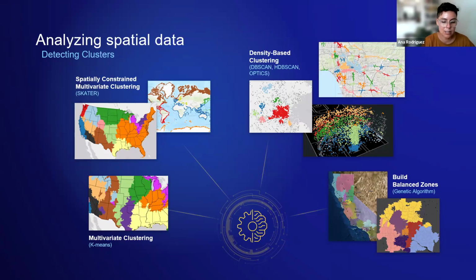So the K-means method detects these clusters based on attributes, for example, precipitation regions, or redefining assessment neighborhoods, let's say. The SKATER method as well groups based on attributes, but it forces these regions to be more spatially contiguous. Then we have density-based clustering, and build balanced zones, so creating spatially contiguous zones like sales territories, for example. This is a genetic algorithm that tries to find the most optimal solution based on the criteria that you specify.